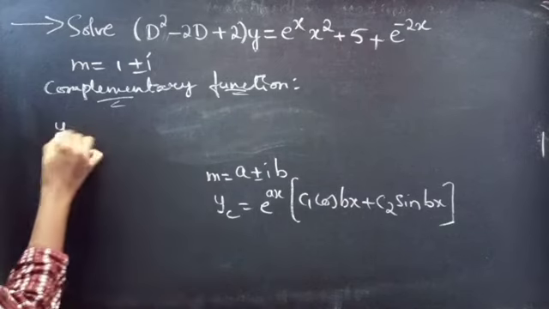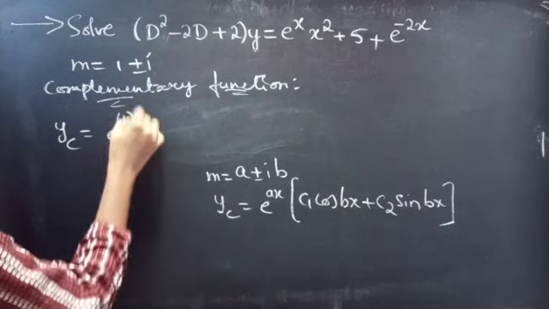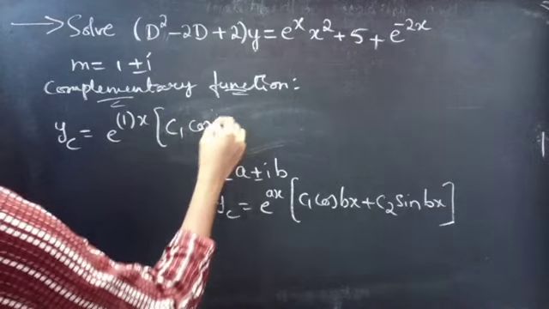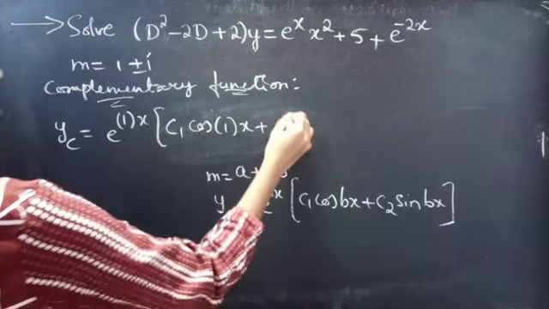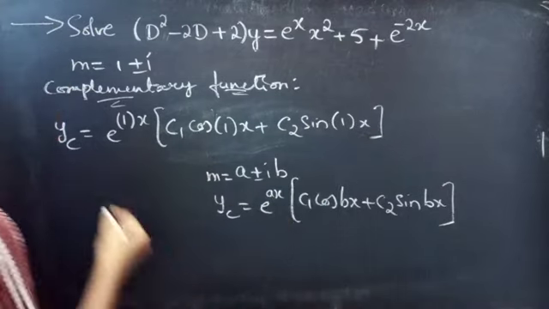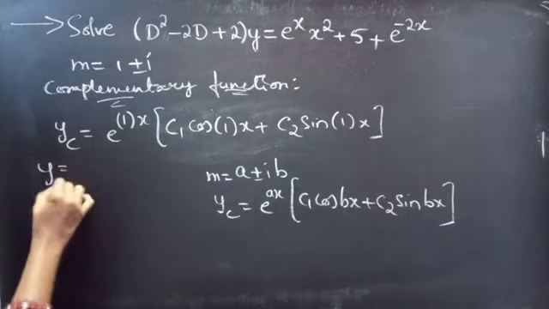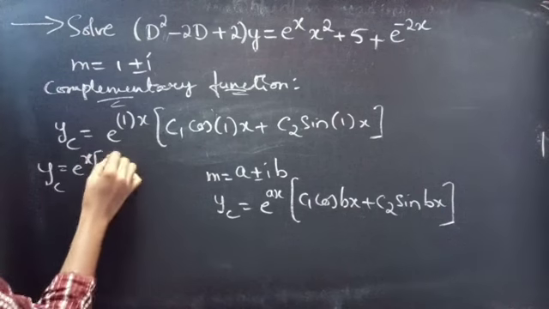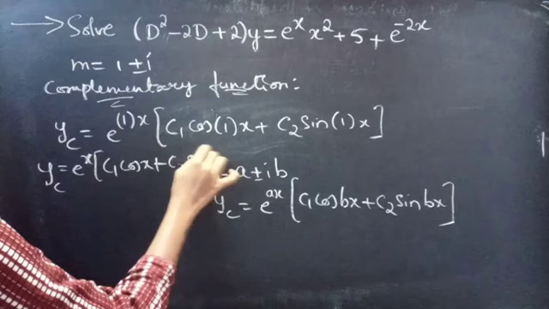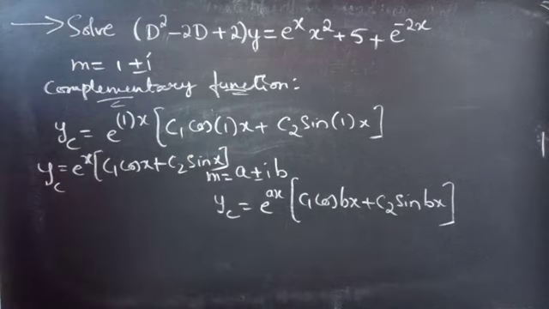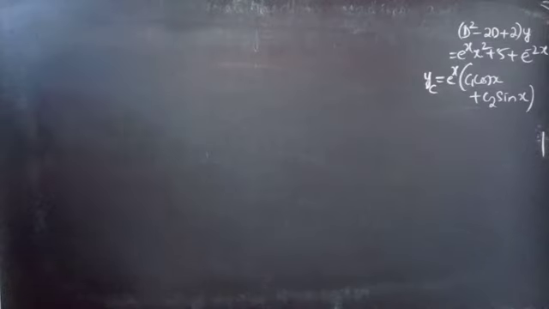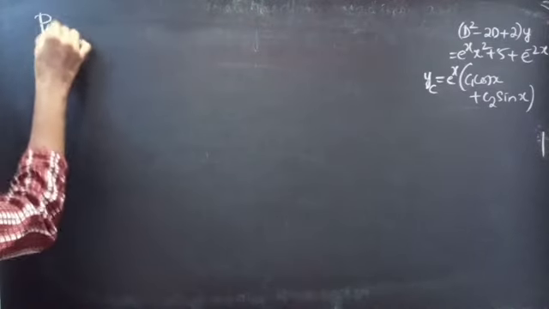yc equals e power 1 into x into c1 cos, for b equals 1 we'll get 1 into x, plus c2 sin 1 into x. Right? Then yc equals e power x into c1 cos x plus c2 sin x. So we got yc. Now let's find yp, the particular integral.